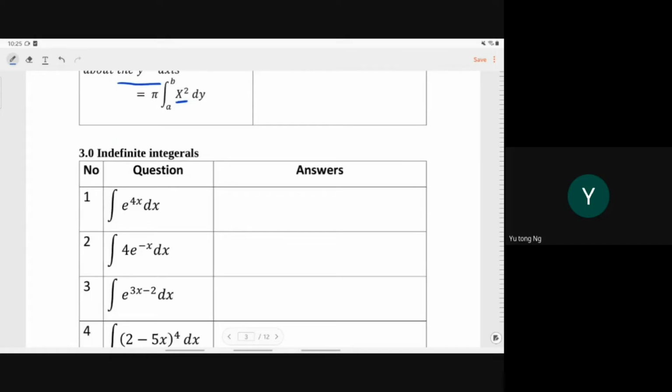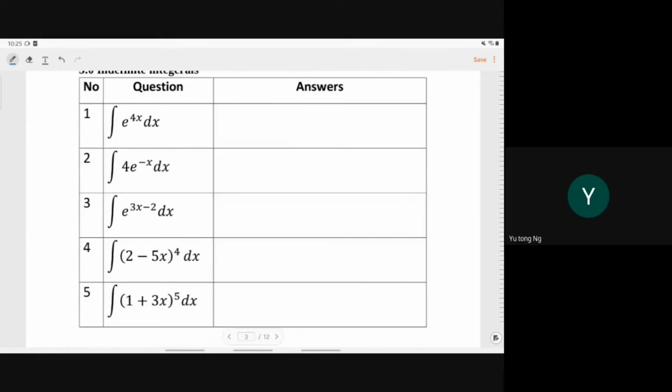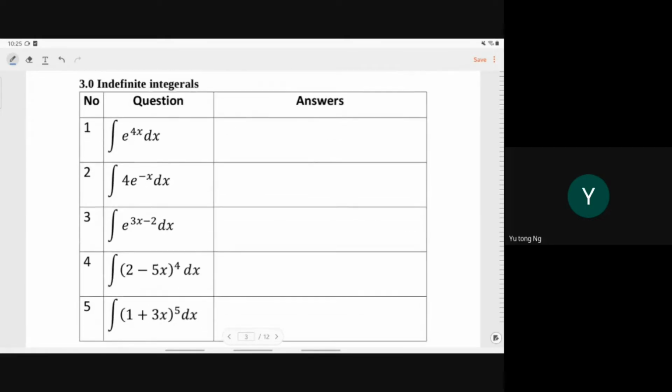Okay, so let's do indefinite integrals. Indefinite integrals simply means we are going to just integrate the equation. So we integrate and we will have the answers in terms of x plus c. There is no finite answer in terms of numbers. So that's why we call it indefinite.